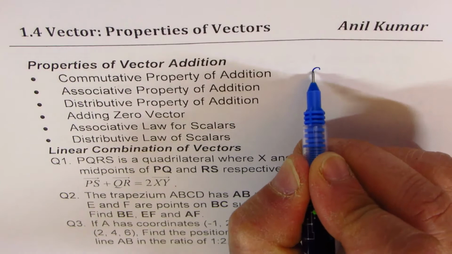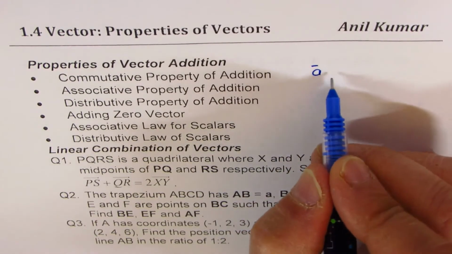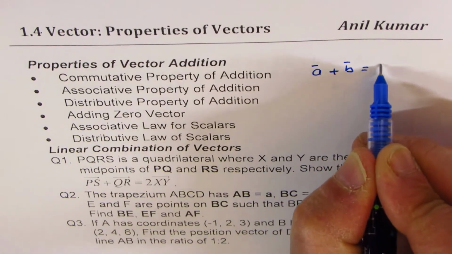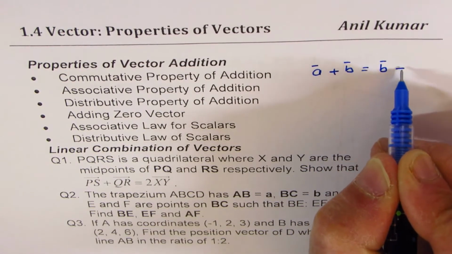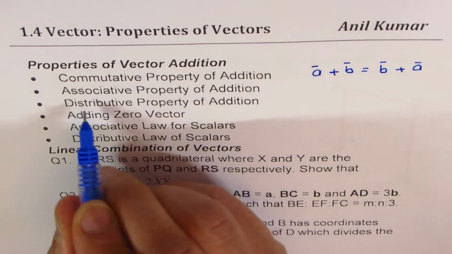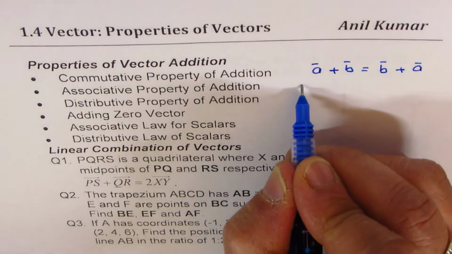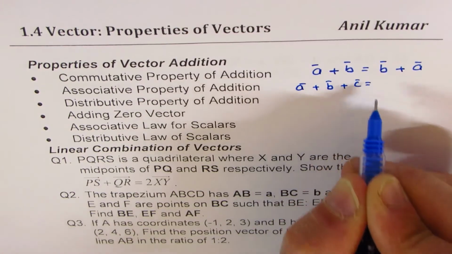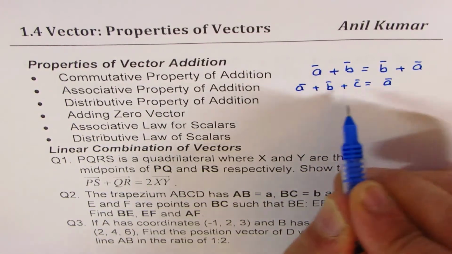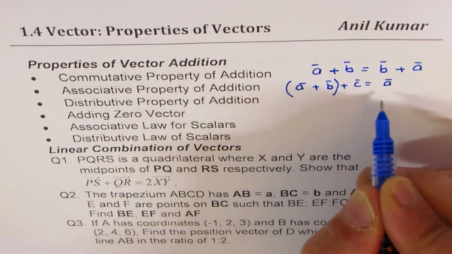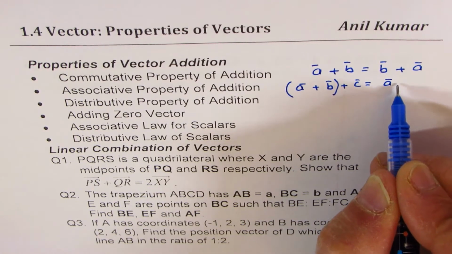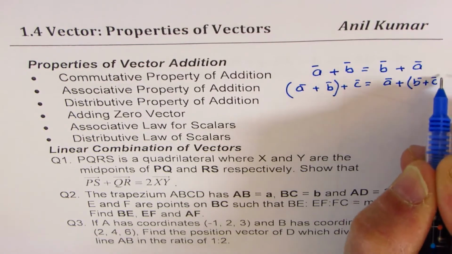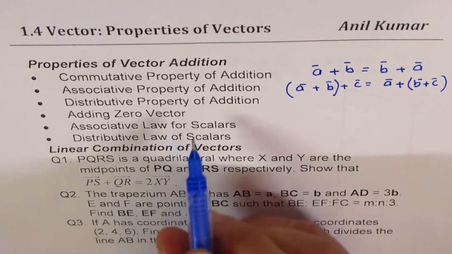So like we have in algebra, a plus b, if there are 2 vectors, order does not matter. So a plus b is same as b plus a. Associative property of addition. If there are 3 vectors a, b and c, again the order does not matter. Either you could add them first, a and b, or you could add a with sum of b and c. It's one and the same thing.